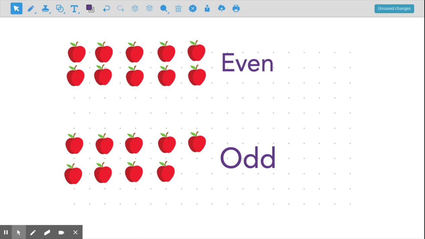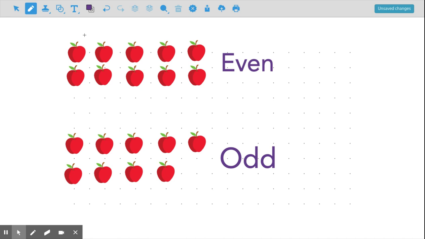Hi class, today we are reviewing even numbers and odd numbers for our math lesson. We are going to look at what makes a number even, what makes a number odd. I have a lot of apples here on the screen, and I'm going to put them into pairs. Even numbers always have pairs, and with odd numbers, one of them will be left out.